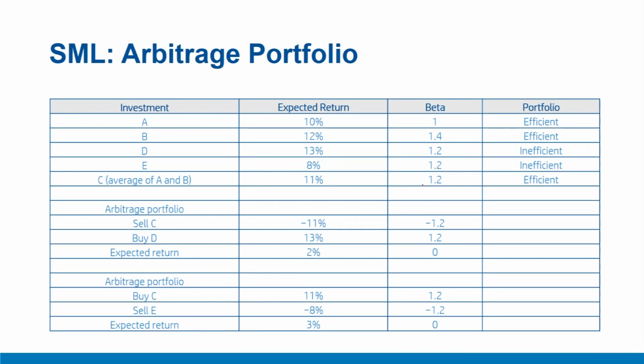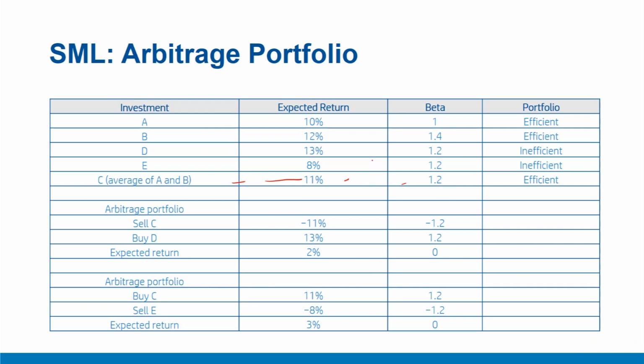Now let us look at their expected return profile and risk profile, risk measured by beta. C is a combination of A and B. So C is the average of A and B, 50-50%. So its expected return and beta is also a 50-50 combination of A and B.